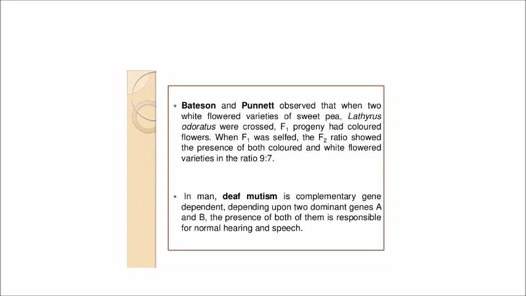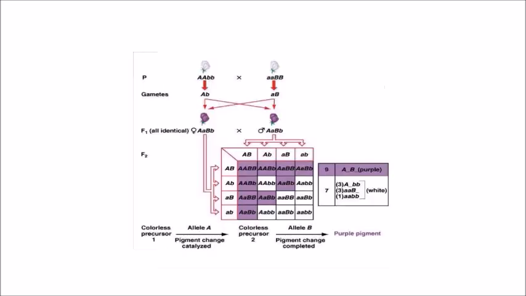One of the classical examples is on sweet pea, because the scientists Bateson and Punnett observed that when two white flowered varieties of sweet pea, the scientific name is Lathyrus odoratus, were crossed, the F1 progeny had colored flowers. When F1 was selfed, the F2 ratio showed the presence of both colored and white flowered varieties in the ratio of 9:7. Remember this? This is how we present it.